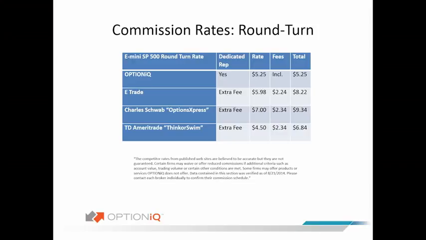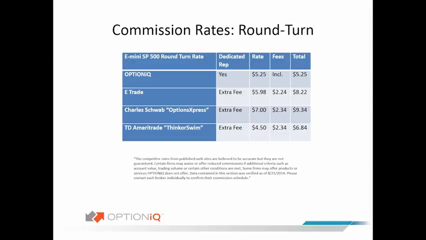If you look at E-Trade, which is another potential brokerage that you could use, however, the software is not hooked up to that brokerage, so you'd have to go back and forth. You'd have to go in and type in and execute the order in E-Trade. But E-Trade charges an extra fee for a dedicated representative. Their rate is $5.98 plus $2.24 in fees for a total of $8.22 per option. Again, this is options on index futures.